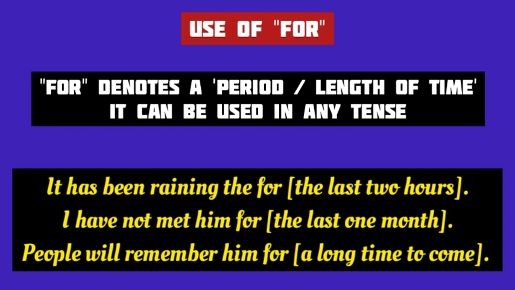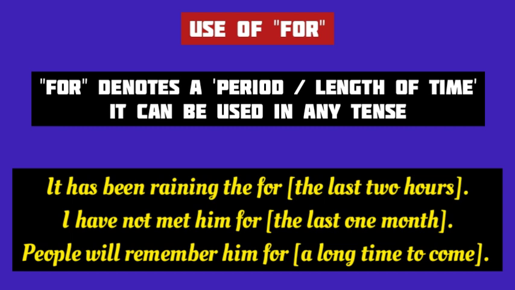You see, for denotes a period or length of time. It does not indicate the starting point of time, unlike since or from. In short, the preposition for denotes how much time and not the point of time. Also remember that the preposition of time for can be used in any tense.